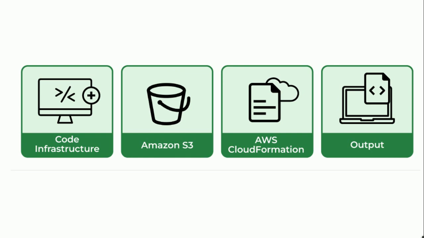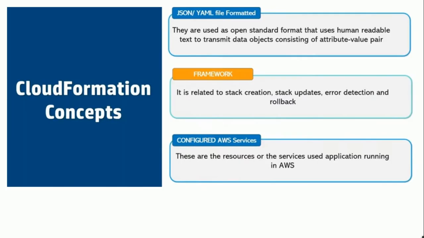These are the four pillars of AWS CloudFormation. The code infrastructure is stored in an S3 bucket. When you create any CloudFormation template, it is basically stored in Amazon S3. Then AWS CloudFormation uses that particular template to create the end output, and it creates the infrastructure which you define in the template. So these are the four steps for CloudFormation.